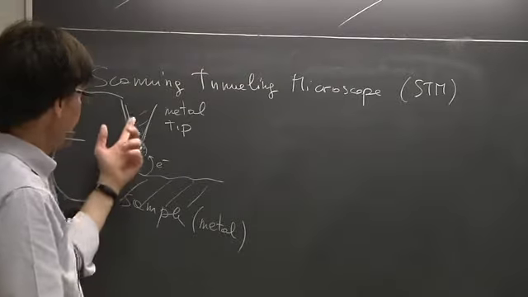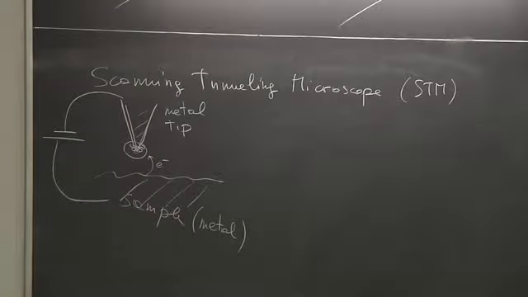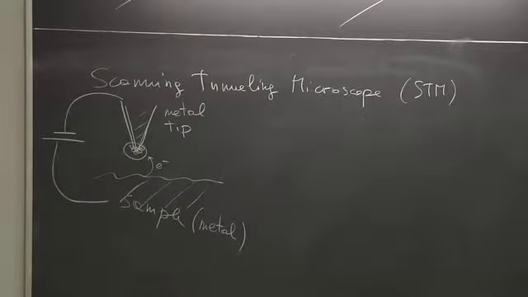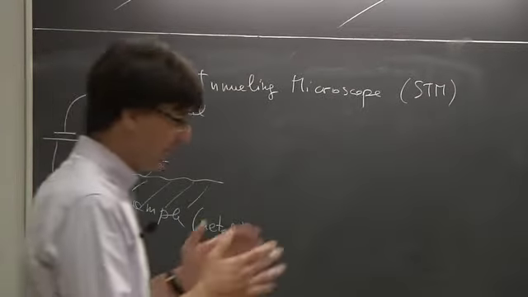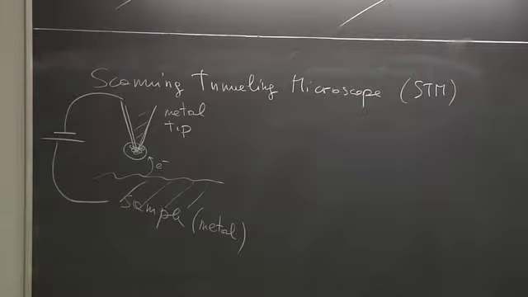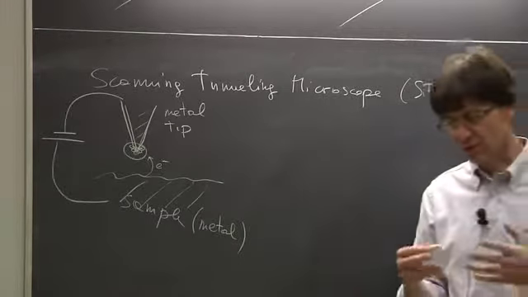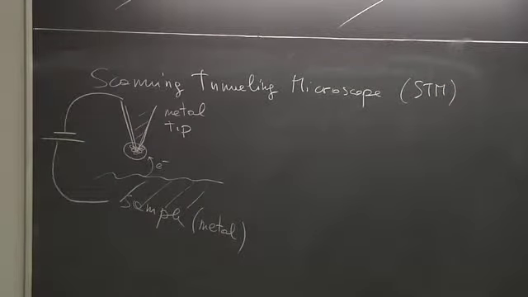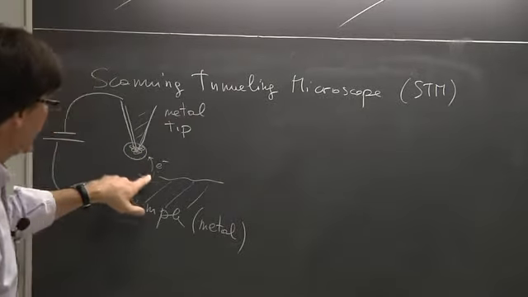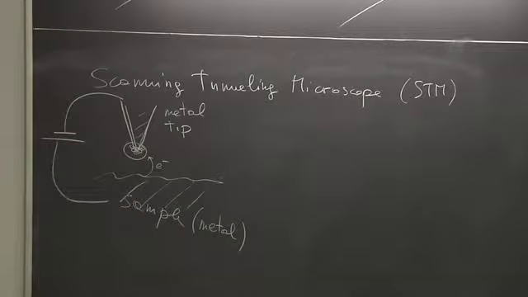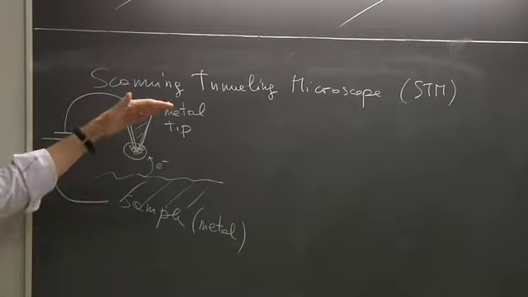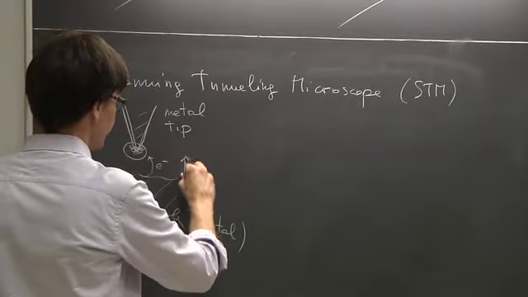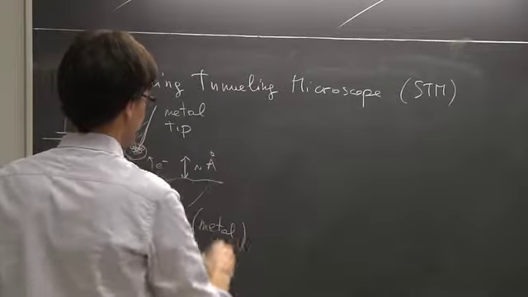They do it, however, if you bring your tip close enough to the sample, and they do it through a tunneling effect. I'm sure you've seen the tunnel effect in quantum mechanics, right? If you have a barrier which is small enough, say, of the size of a few angstroms, then you can expect that the decay of the wave function on the two sides of the barrier is such that there is an overlap, and therefore that you have a finite current that can flow from one system to the other one. So you have to be able to bring your tip at a distance of a few angstroms from the sample.